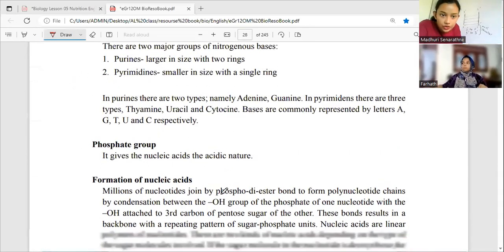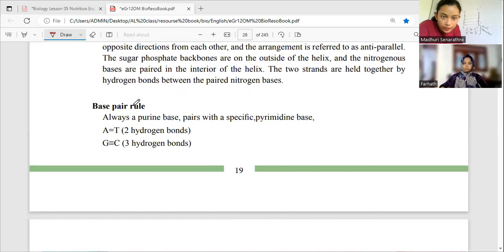Where we have stopped here. The base pair rule we have discussed: a purine base always pairs with a specific pyrimidine base, adenine with thymine, guanine with cytosine. How many hydrogen bonds? Two hydrogen bonds between adenine and thymine, three hydrogen bonds between guanine and cytosine.